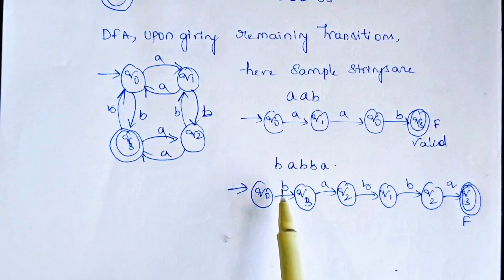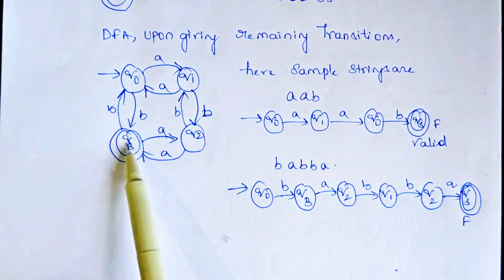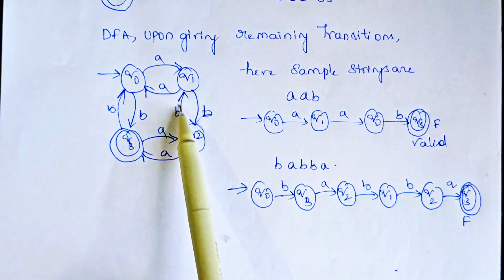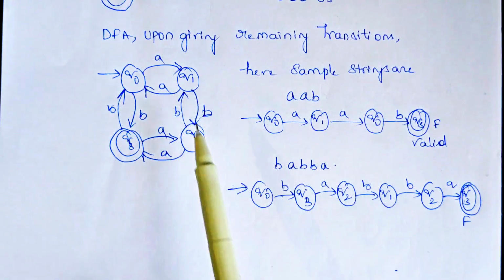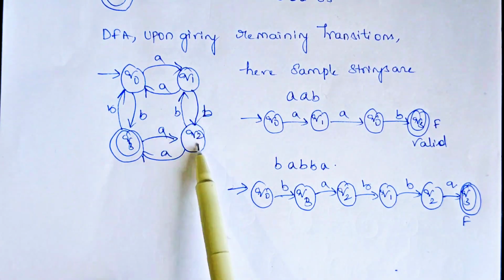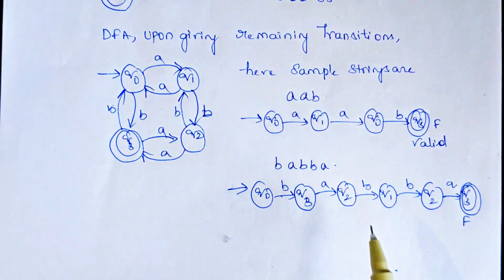The next input string is BABBA. Q0 upon reading B is reaching Q3. Q3 upon reading A is reaching Q2. Q2 upon reading B is reaching Q1. Q1 upon reading B is reaching Q2. Q2 on A is reaching a final state which is Q3. Thus, these two strings are accepted by the DFA of even number of A's and odd number of B's, which are valid.